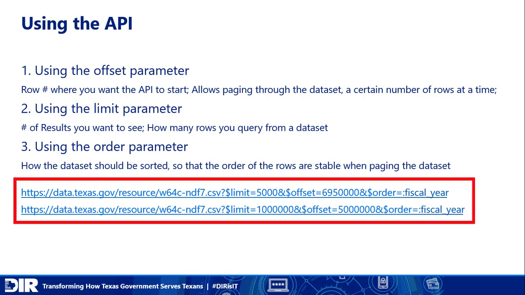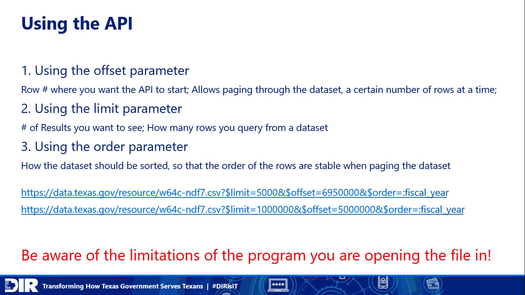In my example here, you can see I've used my limit in the first URL, 5,000 rows. In the second, I wanted 1 million rows. The offset, again, was what row I wanted the API to start with for my download. And for the order, I wanted to sort by fiscal year, but I could have used any column to sort ascending or descending. The most important thing is to still be aware of the limits in the program you're going to open that file in.